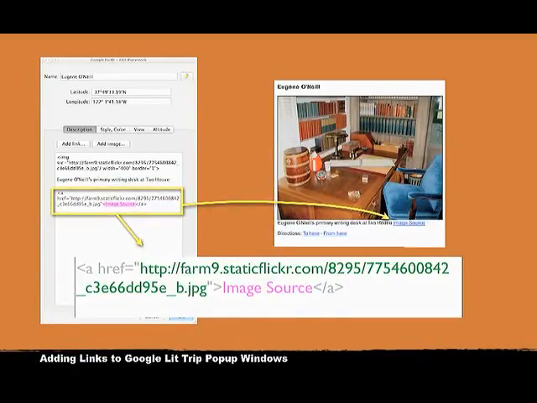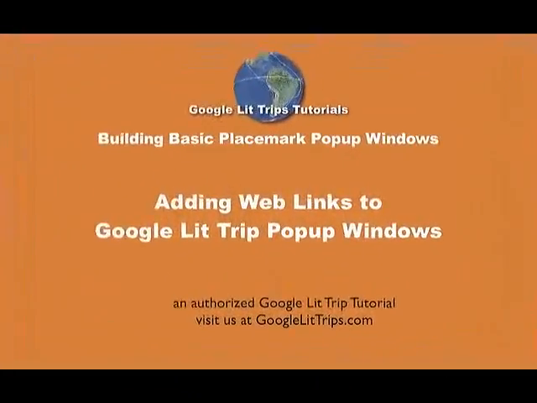So that's all there is to adding basic text and internet links. In the next tutorial, we'll explore some simple text formatting. We'll learn how to change the font size, make text bold for headings, and italic for titles.